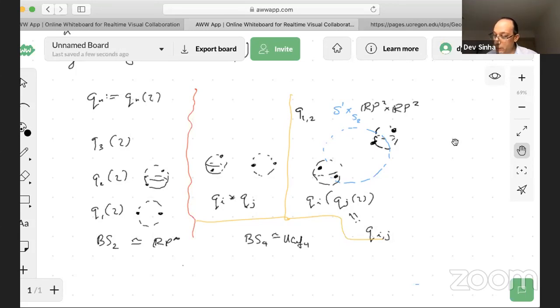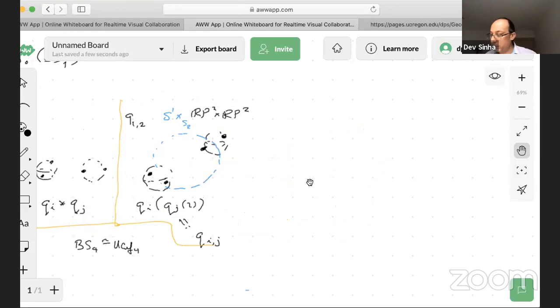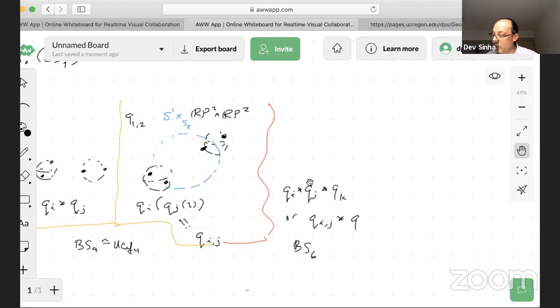In BS6, so for BS6 or configurations of 6 points, I can have QI star QJ star QK. So 3 sets of 2 points dancing around each other. Or I can have QIJ star QK. So 4 points engaged in some more elaborate dance, like the one just to the left here in that picture of Q12, and then 2 other points to the side.